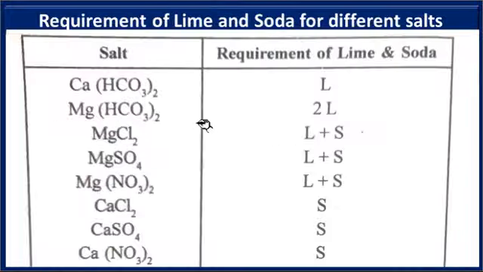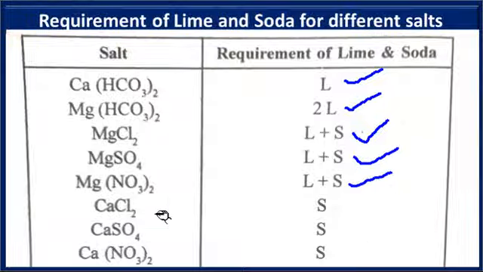So we have concluded the requirement of lime and soda in this table. Calcium bicarbonate requires 1 mole of lime. Magnesium bicarbonate requires 2 moles of lime. Magnesium chloride requires lime plus soda both, because when magnesium chloride reacts with lime, it consumes the lime and generates an equivalent amount of permanent calcium hardness, for which 1 mole of soda is required. Similarly, magnesium sulfate and nitrate also require L plus S. Permanent calcium hardness, calcium chloride, sulfate, nitrate require only the soda.